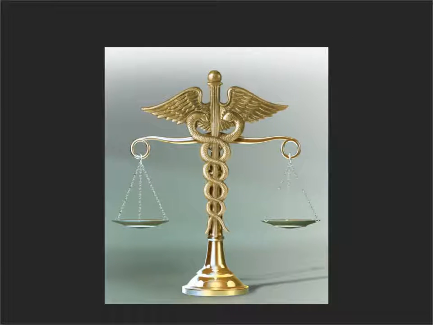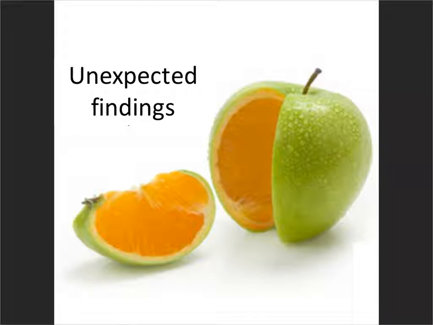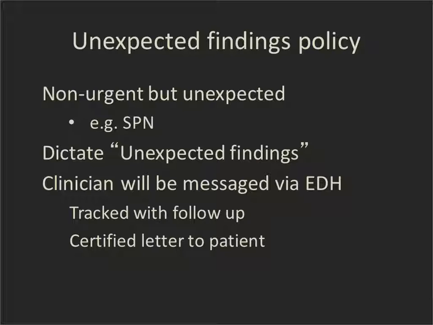There are, however, some important medical legal aspects to our report that we do need to include that I'm going to go over a little bit specifically. And while I'm categorizing these as being medical legal, they really are patient care issues in reality. So the first is unexpected findings. So what is an unexpected finding? An unexpected finding is something that is non-urgent, so it's not going to kill the patient if the clinician doesn't know about it or significantly harm them if they don't know about it immediately, but unexpected.